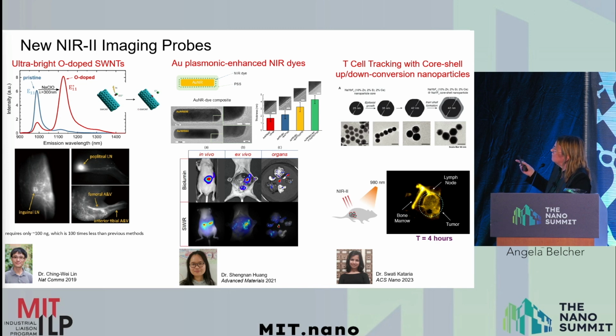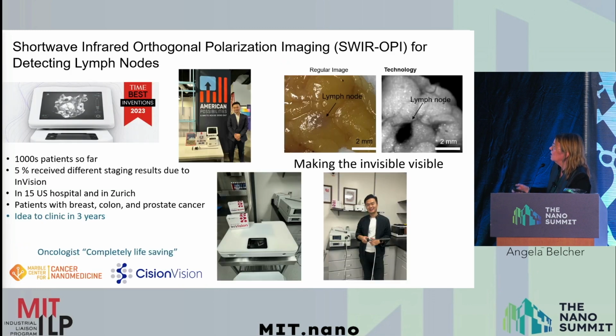And so in my lab, we've worked on developing many different kinds of nanomaterials to be able to look at these. Some of which are making single-walled carbon nanotubes brighter. Some are using plasmon-enhanced near-IR1 dyes to look for tiny tumors in ovarian cancer, as well as rare earth nanoparticles for doing single-cell tracking. I want to show you an example of something that we went from idea to clinic in 3 years. And this is a collaboration with my postdoc, Jeremy Lee, shown here.